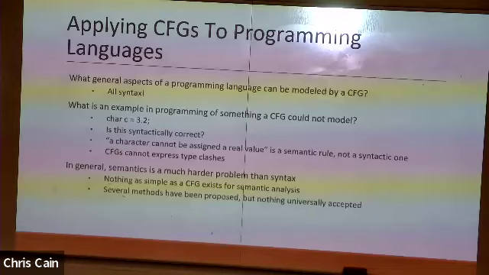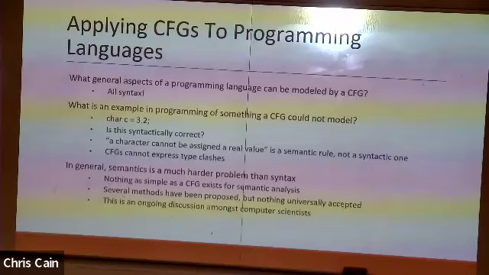So this is one reason why we get different languages and language designs, is that people have been working on this problem for a long time, but nothing that everybody is happy with. So this is an ongoing discussion. If you find yourself interested in this problem, maybe you'll go and try to find a universally accepted way to parse semantics. But it's kind of an open problem. There are solutions, but not solutions everybody agrees on.